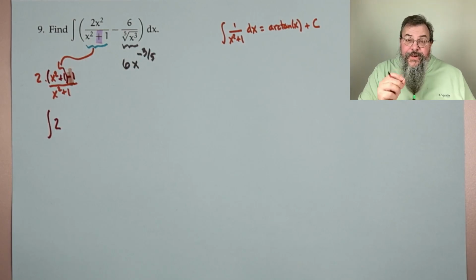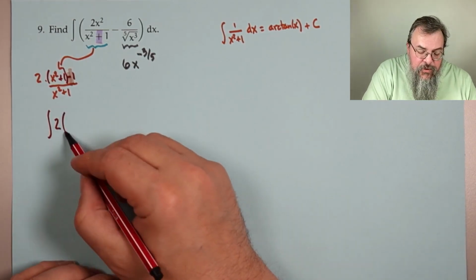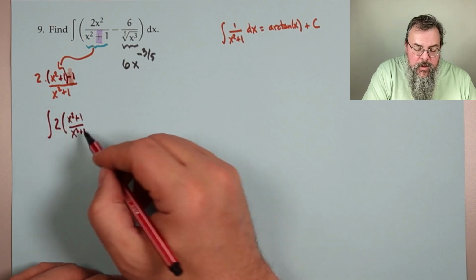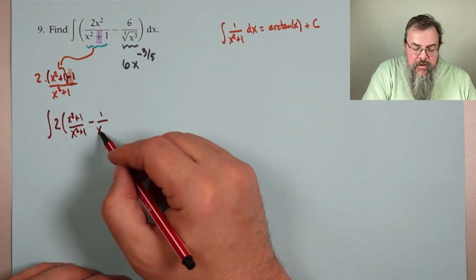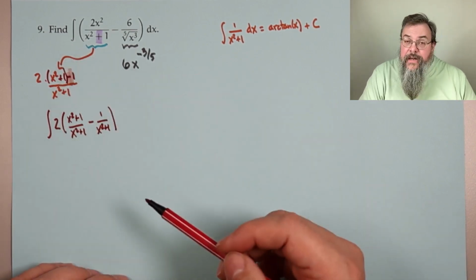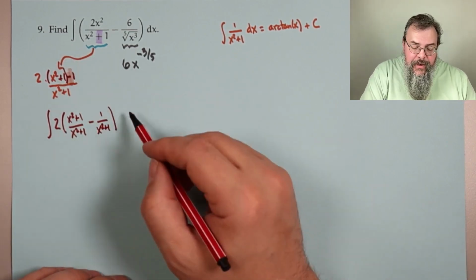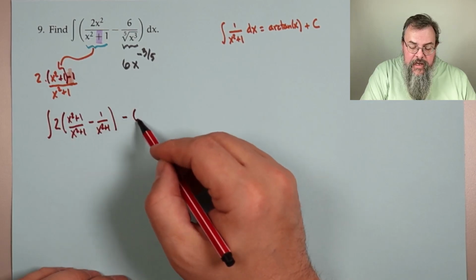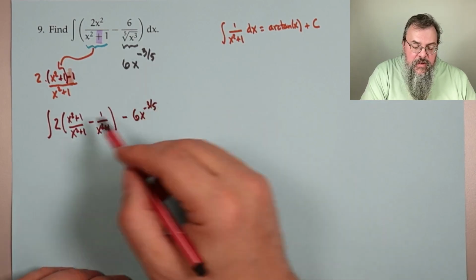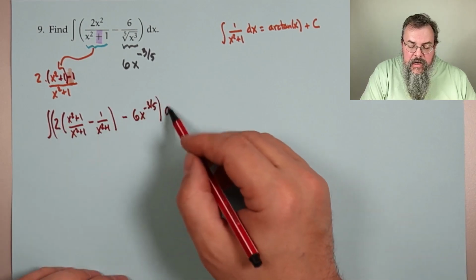Upstairs, those are the good kind. Those are the ones we can separate. So we really have 2 times (x squared plus 1) over (x squared plus 1) minus 1 over (x squared plus 1). And you can go back and say, yeah, that's equivalent to 2x squared. Don't forget we have this other term on the end, 6x to the minus 3/5, and we're integrating dx.